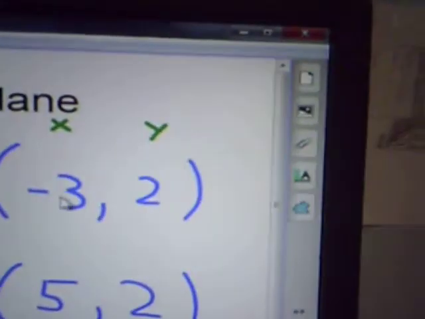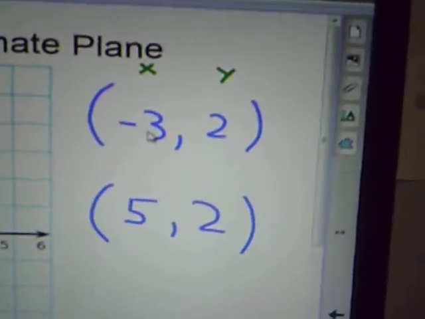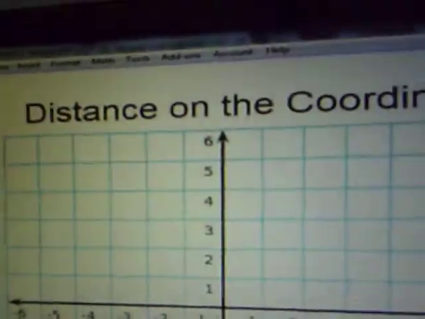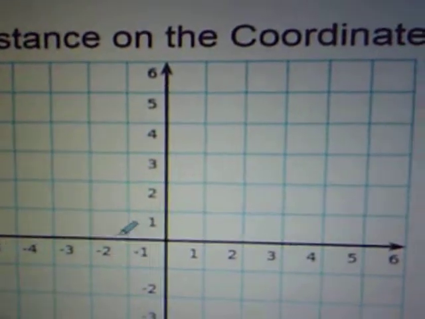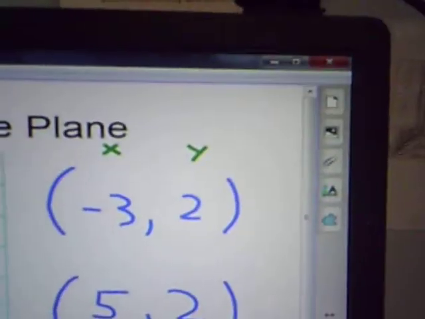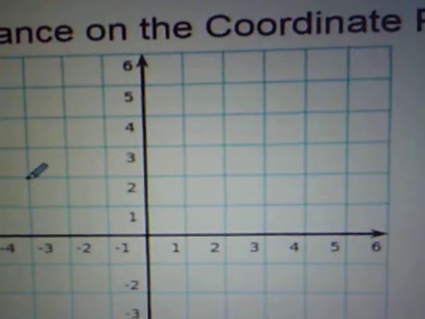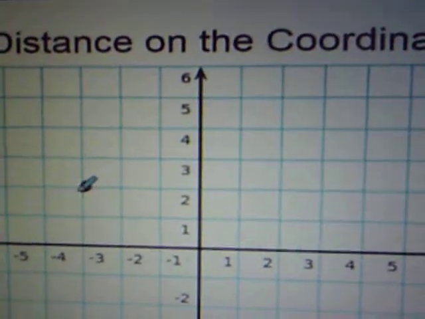So we have to put these two numbers on the graph, -3 and +2. So first, I got to put them on the number line. -3 means back 3, and then +2 means up 2. 1, 2. So here's my point, -3, +2.